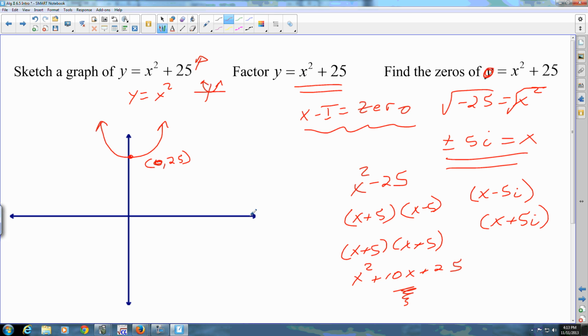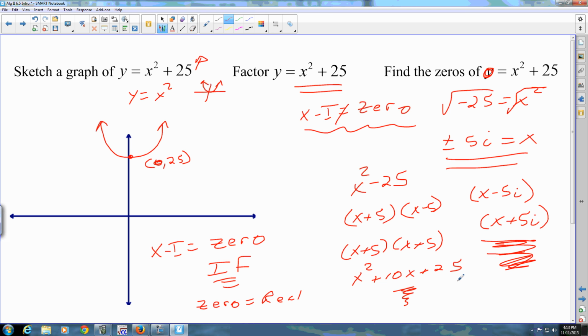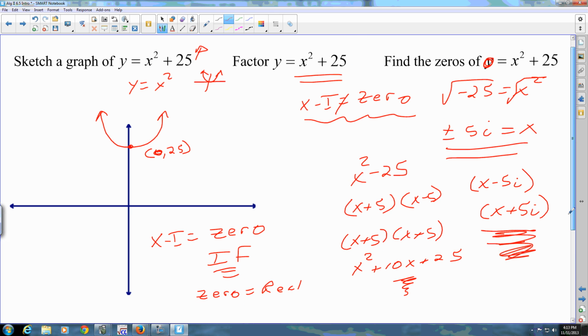Now, where are your x-intercepts? There are none. When your zeros are imaginary, they are not x-intercepts. X-intercepts equal zeros if, and it's a great big if, your 0 is real. When it's imaginary, it is not an x-intercept. Okay? When your zeros are imaginary, they are not x-intercepts.